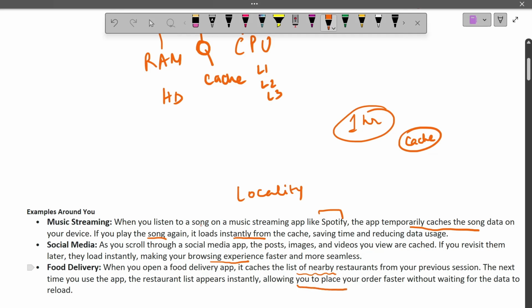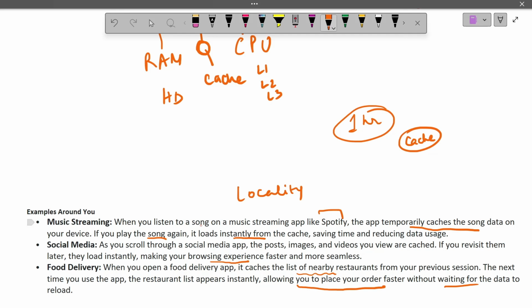So this will allow you to place your order faster so that you don't have to wait for the data. The person is already hungry and is scrolling and browsing through all the restaurants. Every DB fetch is going to make him more and more impatient and disrupt the user experience. That is why we'll use cache.